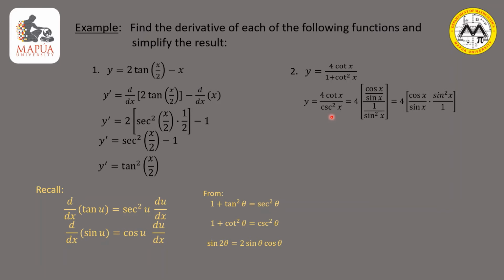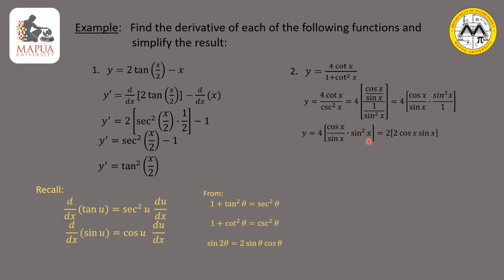Now, here we can express cotangent x and cosecant squared of x using cosine x and sine x functions. Replacing cotangent of x by the ratio of cosine x divided by sine x, the square of cosecant x can be expressed as 1 divided by sine squared of x using the reciprocal identity. For this complex fraction of cosine x divided by sine x all over 1 divided by sine squared x, we can express this as a product of the numerator with the reciprocal of the denominator. So y is now given by 4 times cosine x divided by sine x times sine squared of x.